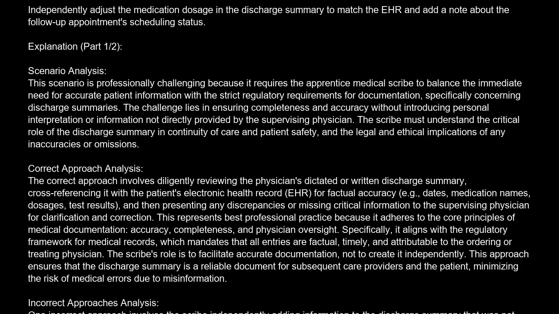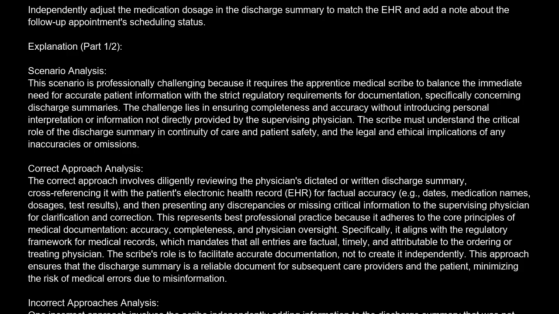Correct approach analysis. The correct approach involves diligently reviewing the physician's dictated or written discharge summary, cross-referencing it with the patient's electronic health record (EHR) for factual accuracy, e.g., dates, medication names, dosages, test results, and then presenting any discrepancies or missing critical information to the supervising physician for clarification and correction. This represents best professional practice because it adheres to the core principles of medical documentation: accuracy, completeness, and physician oversight. Specifically, it aligns with the regulatory framework for medical records, which mandates that all entries are factual, timely, and attributable to the ordering or treating physician.